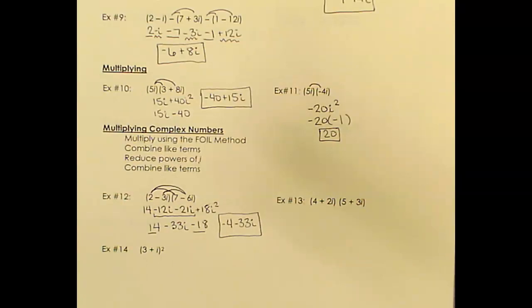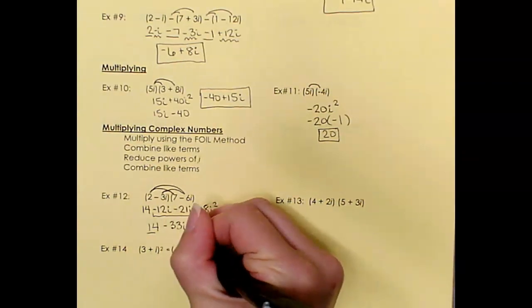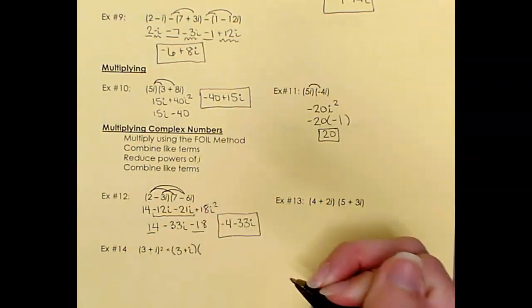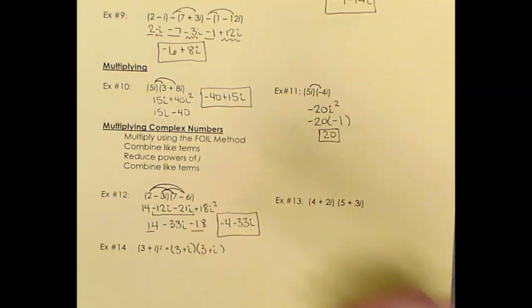So I'm going to let you try 13 and you try 14. However, 13 is the sum of 3 and i squared. So what that really looks like is 3 plus i times another 3 plus i. And you have to be able to write it that way before you can FOIL. So pause your video and try examples 13 and 14 together.